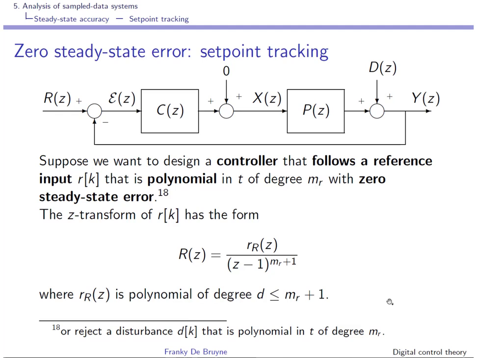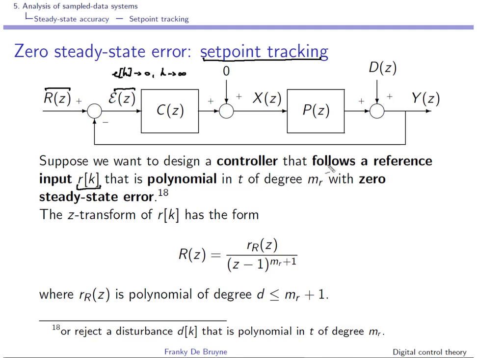So what we'll do now is first consider set point tracking. We want to design a controller that follows a reference input R(k). Its Z transform will be R(z). And we want the error, E(k), to tend to 0 when k is tending to infinity.